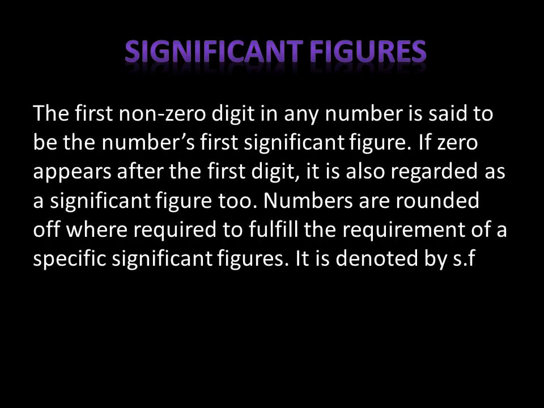What's the meaning of significant figures? The first non-zero digit in any number is said to be the number's first significant figure. If 0 appears after the first digit, it is also regarded as a significant figure too. Numbers are rounded off where required to fulfill the requirements of a specific significant figure. It is denoted by small letters s.f.